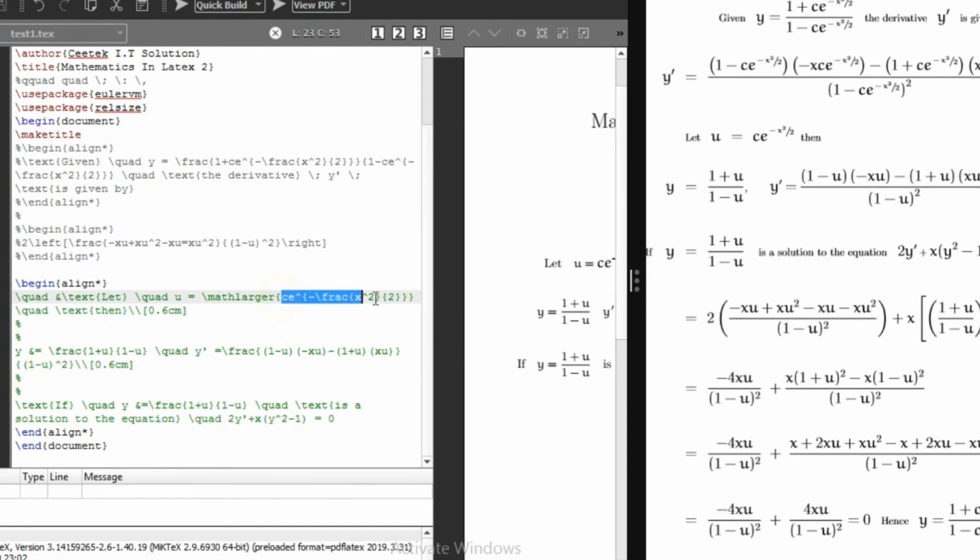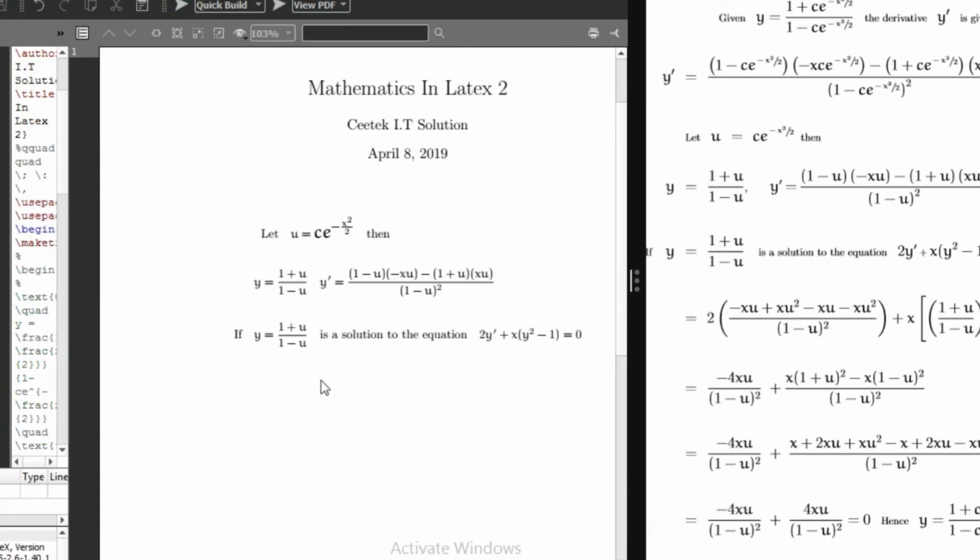I can include another mathlarger right here. I'm just nesting them, so I can include another mathlarger, and then let me paste it. Okay, now you can see that it's really visible, right? You can see the e to the negative x squared over 2 is bigger than all of these.